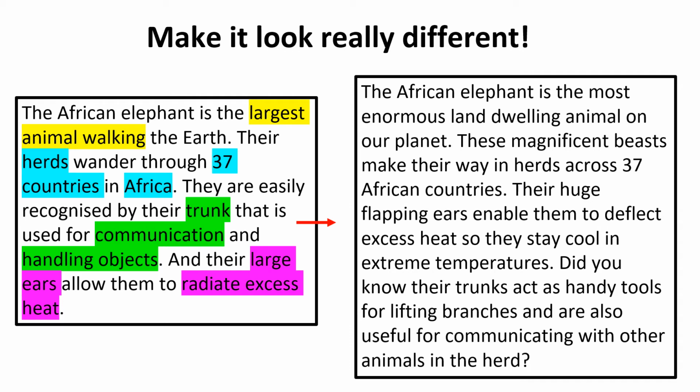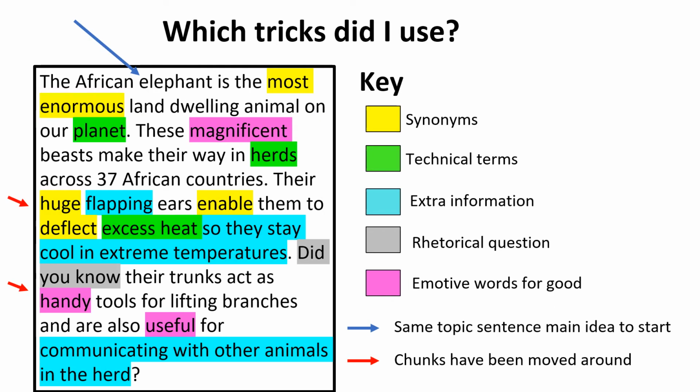And so here on the left, we've got the original passage with the keywords that I found were important. And then on the right, you can see that I've added a lot extra, moved some chunks around, and tried to make it look really different. How did I make it look different? Which tricks did I use? Well, I made sure that I kept the same topic sentence idea. So the topic sentence idea was that African elephants are the largest land animals on Earth. So I kept that same main idea in the topic sentence.